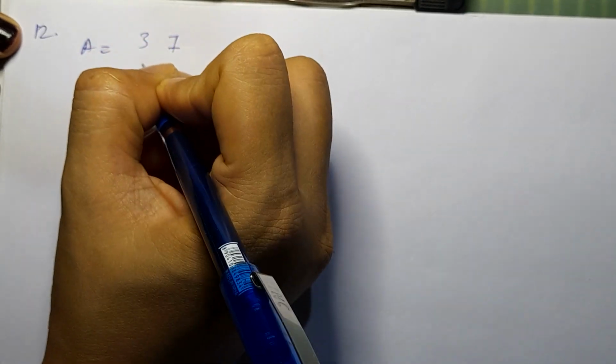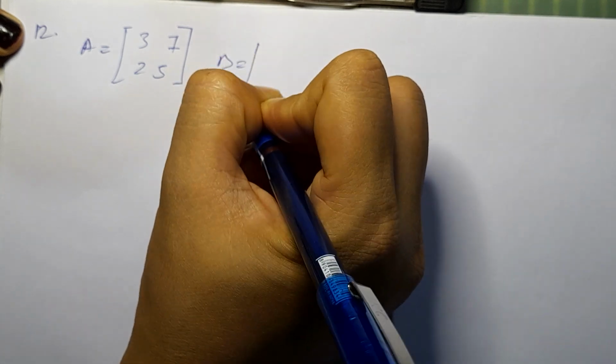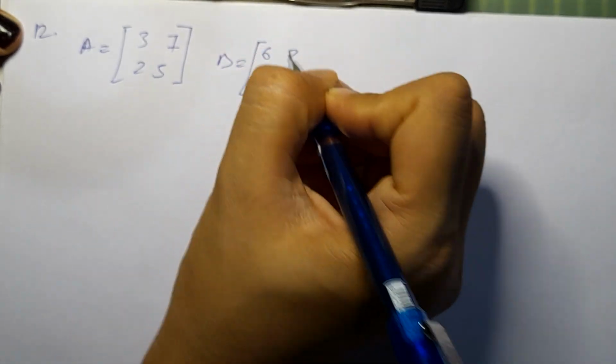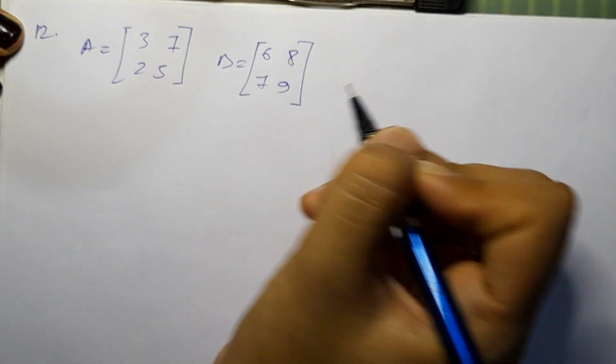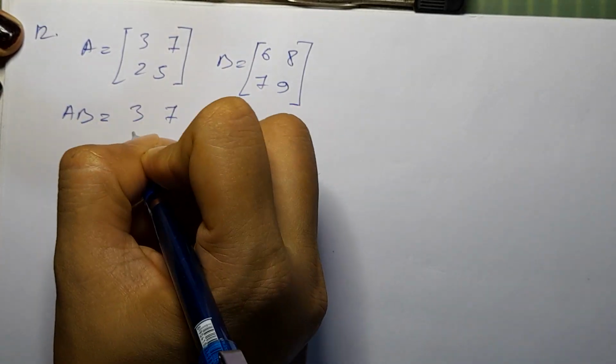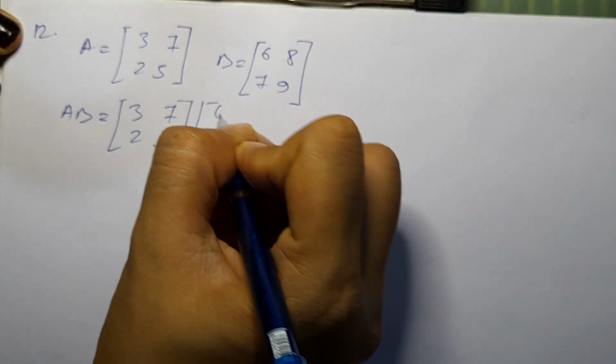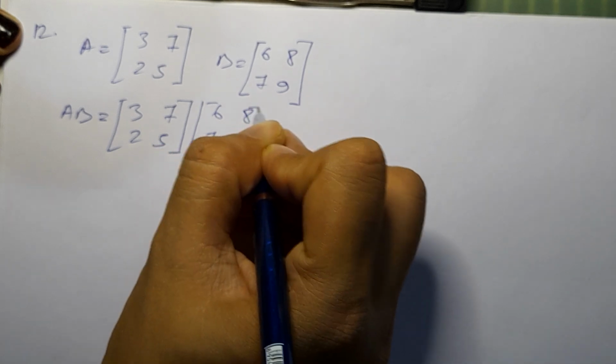So in question number 12, first we need a matrix. This is question number 12. A matrix is given, that is, this is the A matrix: 3 7 2 5, and the B matrix, that is 6 8 7 9. I need the product AB. So there is A into B, 3 7 2 5, this is A, and this is B, 6 8 7 9.